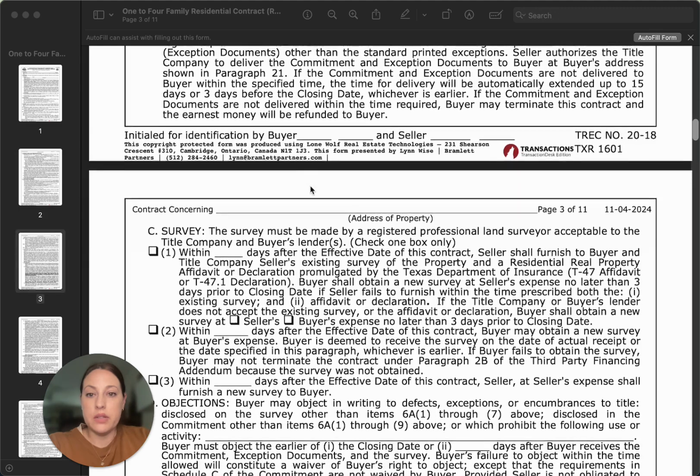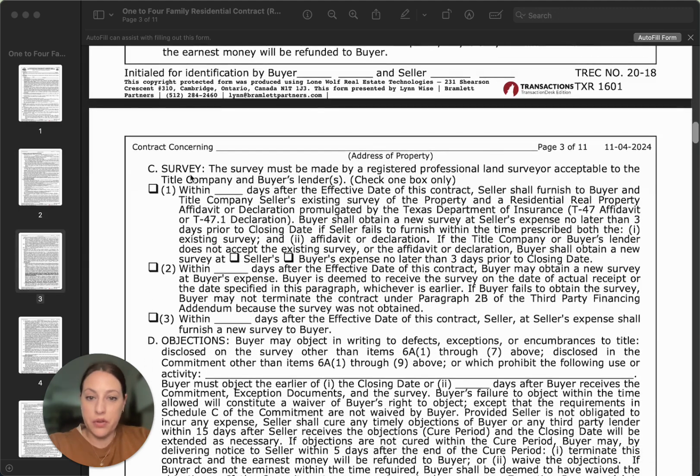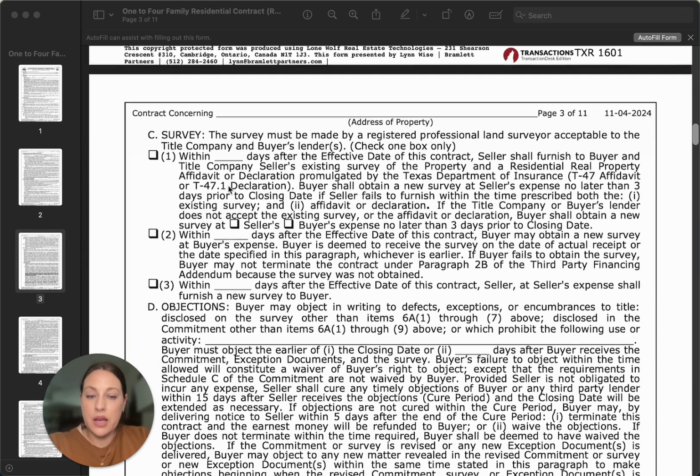All right, we can skip down to the survey. So sometimes this is basically deciding how you get a survey and who pays for it. Sometimes the seller will have an existing survey that they'll provide to you with an additional affidavit, declaring that it's a true survey, that they haven't done anything to the property since that survey was done. Or the buyer can pay for the survey. You can waive the right to have a survey in some cases, but you usually have a survey.